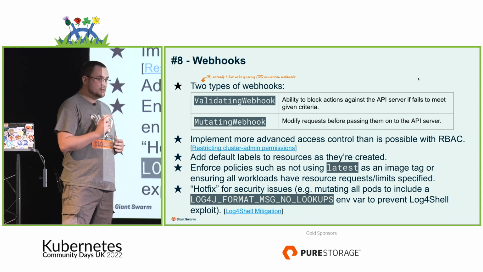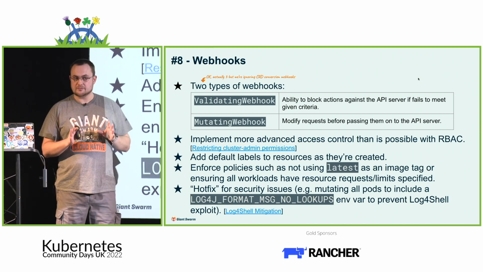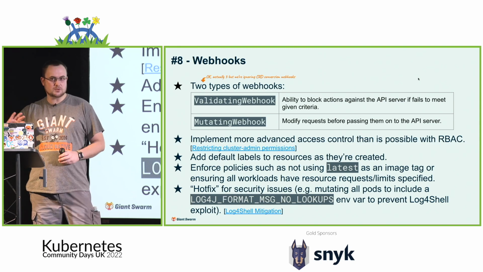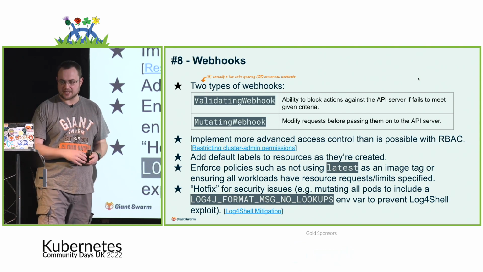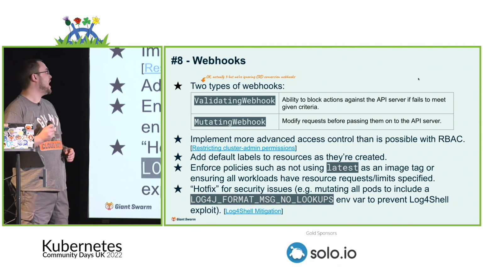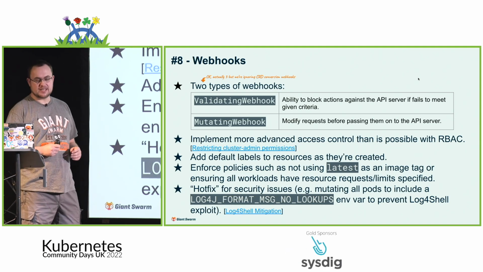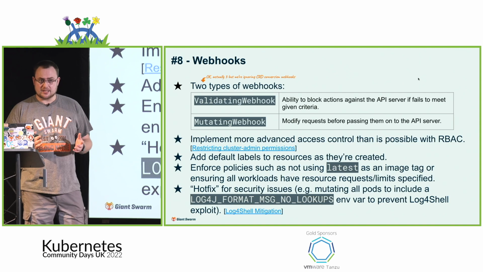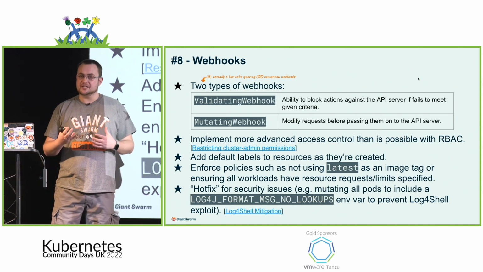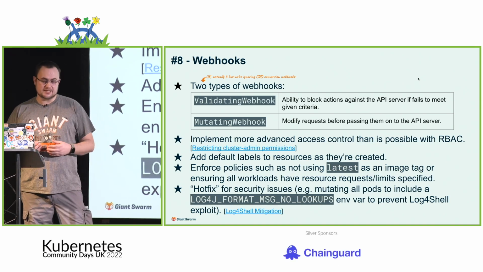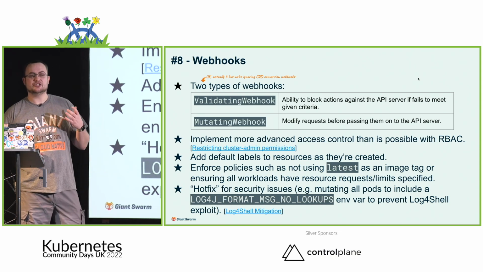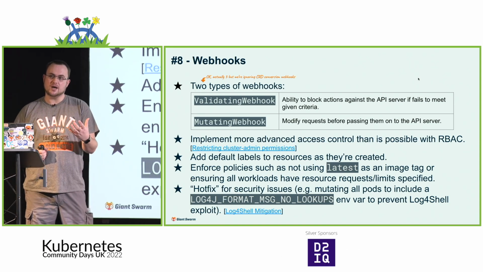So there's two types of webhooks that we're going to talk about. There is a third one that is a CRD conversion webhook, but we're going to put that to one side. That's not relevant for what we're talking about here. We are going to be talking about validating webhooks and mutating webhooks. A validating webhook, as it sounds, allows you to block some sort of action based on whether it meets certain criteria. A mutating webhook is very similar, but it allows you to actually change the payload of a request on the fly.